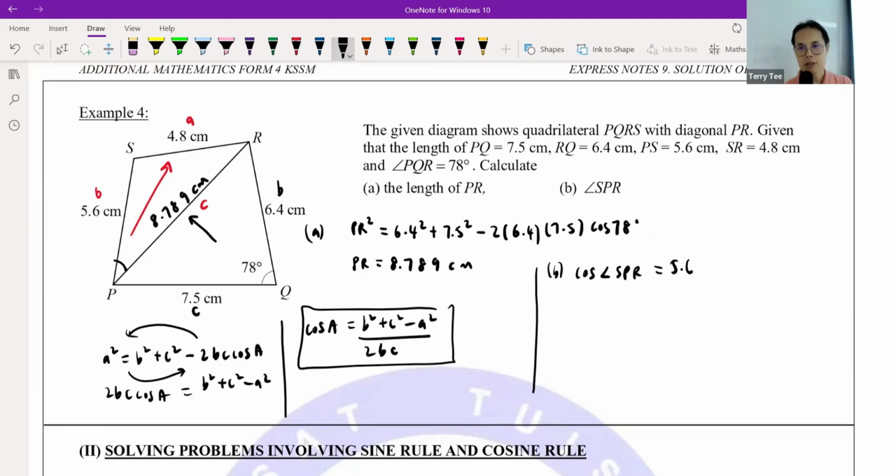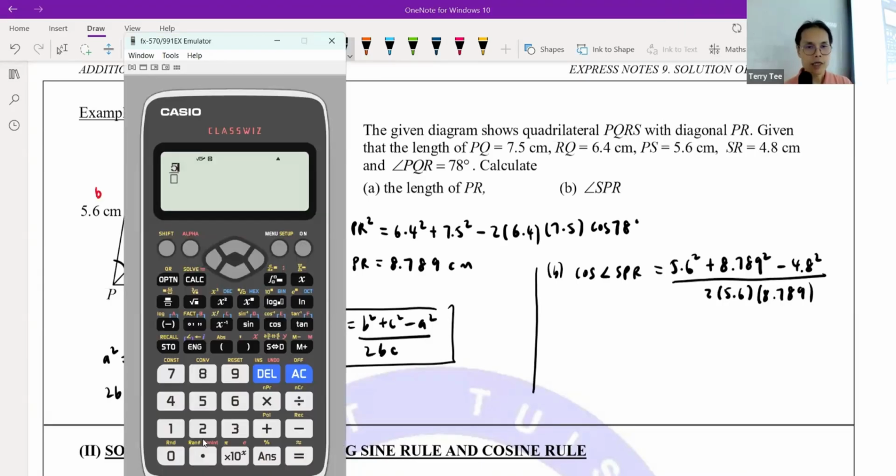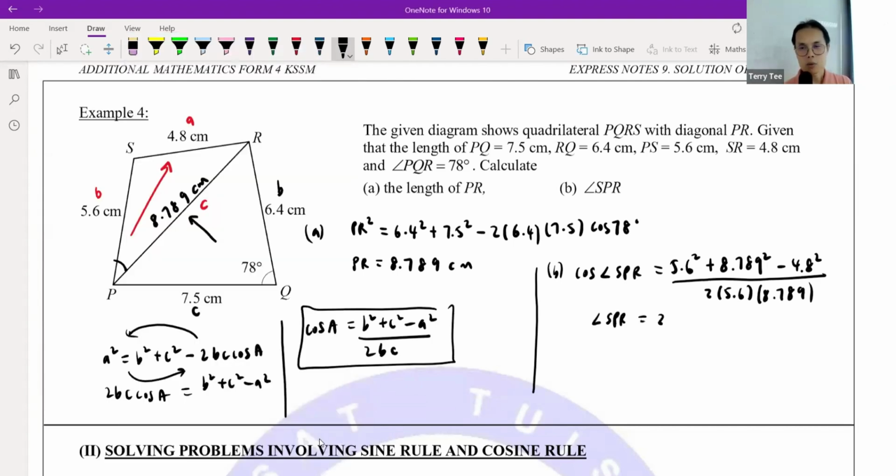So we take 5.6 square plus 8.789 square minus 4.8 square, divide 2 times 5.6 times 8.789. Okay, let's use our calculator. 5.6 square plus 8.789 square minus 4.8 square, divide 2 times 5.6 times 8.789. Okay, so whatever we get here, shift cos answer equals 29.63. Angle SPR is 29.63.